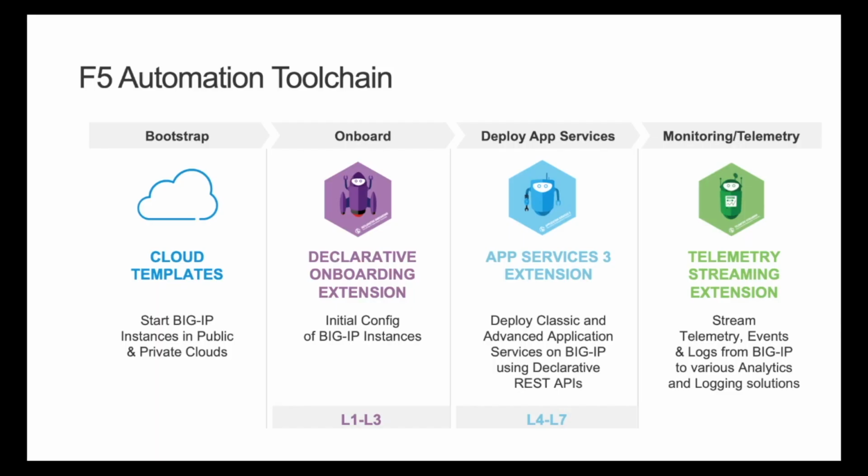So what is AS3? Application Services 3 Extension, or AS3, is an F5 API that provides a flexible, low-overhead mechanism for managing application-specific configurations on your BIG-IP, everything from layers 4 through 7. AS3 is a part of the open-source F5 automation toolchain, which includes Declarative Onboarding, AS3, and Telemetry Streaming.